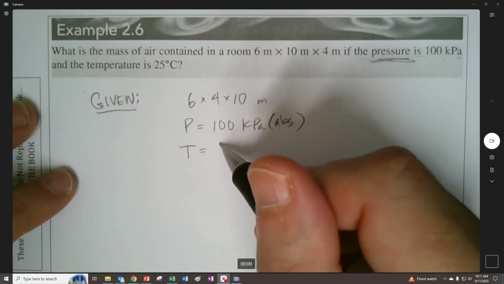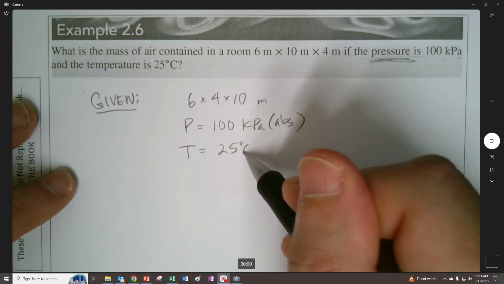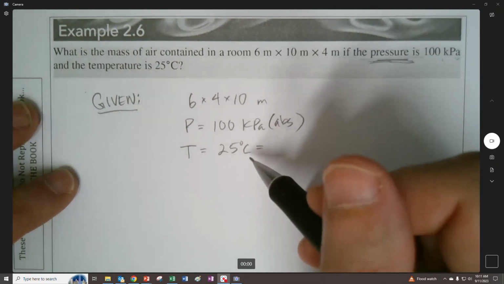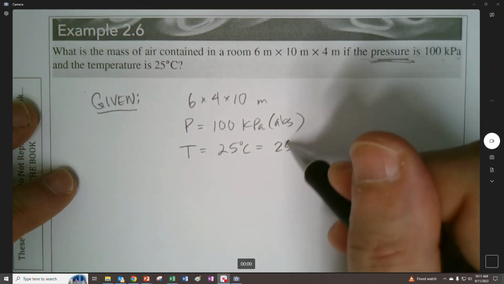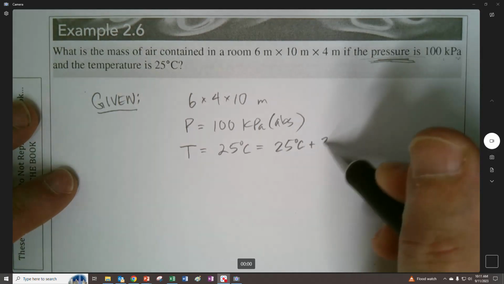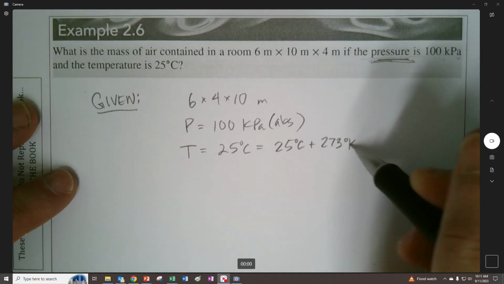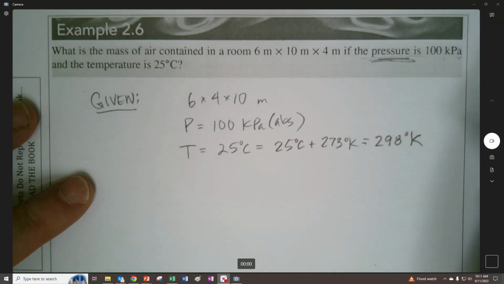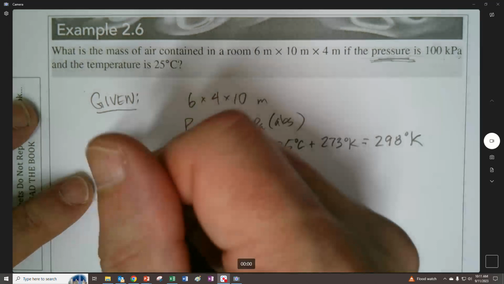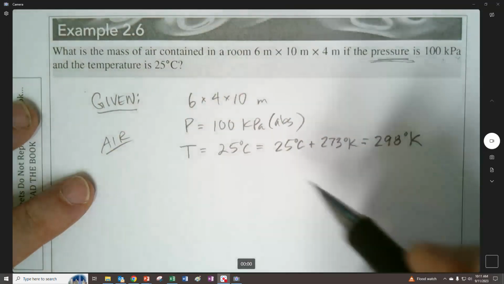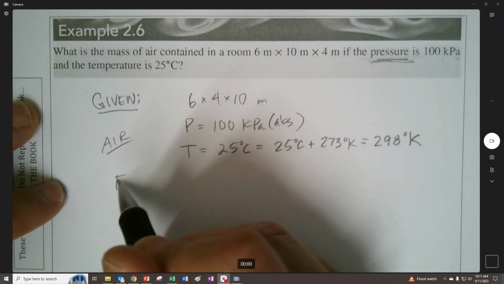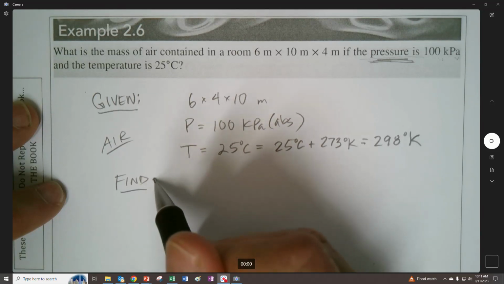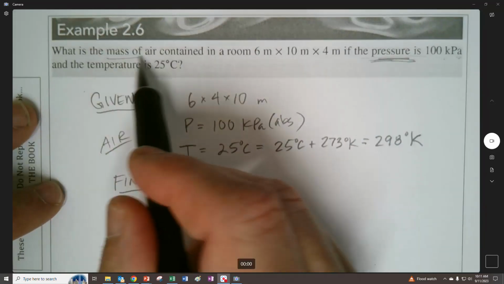And then see, the temperature is 25 degrees Celsius. The good idea is to go and add in 273 as quickly as possible to make this into Kelvin so you won't forget. And then also note that it was air. So what we want to try to do is find from this the mass, right?